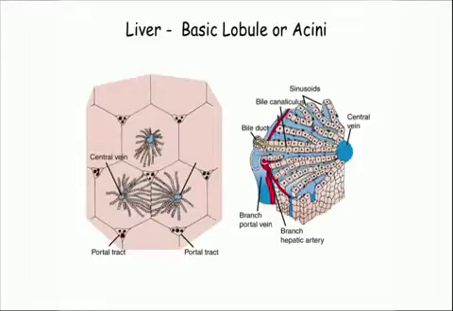into these very nice hexagonal lobules, or acini as they're called, with in the center the central vein, and then in the corner the portal triad, and then in between you get the wonderful sinusoids and the sinusoidal cells that sit in front of the hepatocytes. So this is the sort of basic lobule, or the acini of the liver.